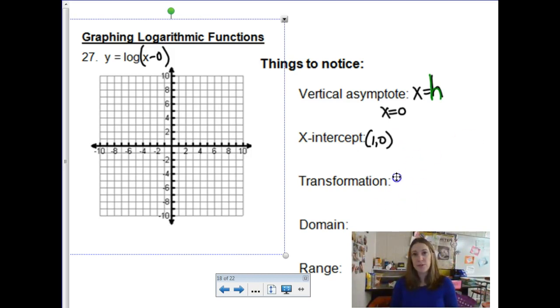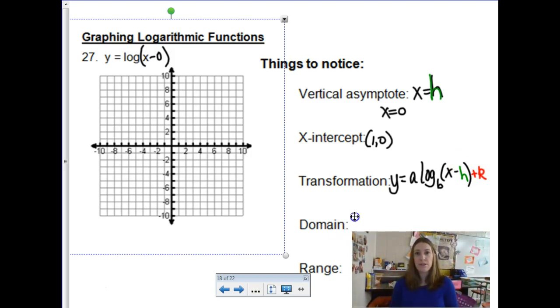Transformation, let's just write the transformational form down. I think that will help us. y equals, and then you can put an a in front of any function, so logarithms included. We have log of some various base. We'll talk about what the bases mean in a second. And then it's x minus h, just like every other function we've learned, plus k. So again, horizontal and vertical shifting, same as always.